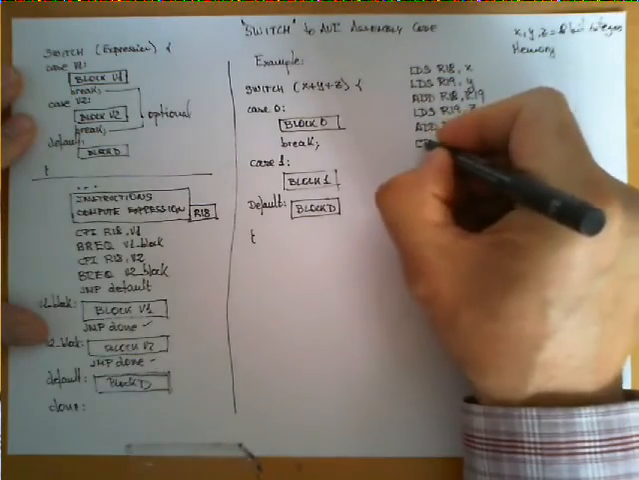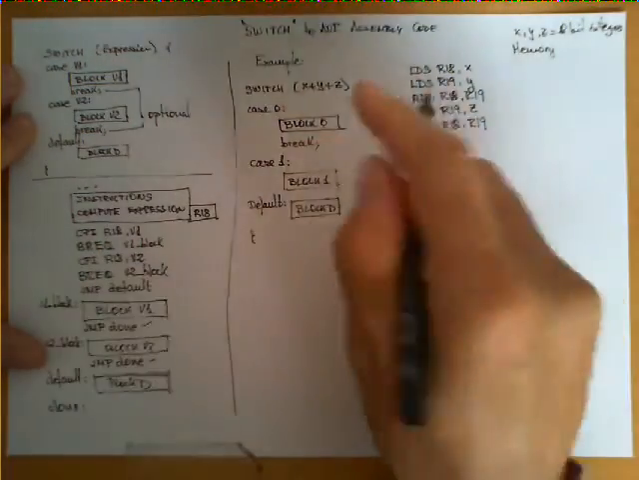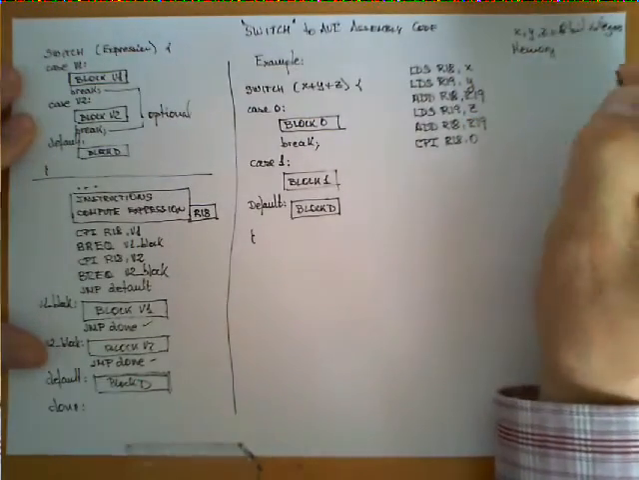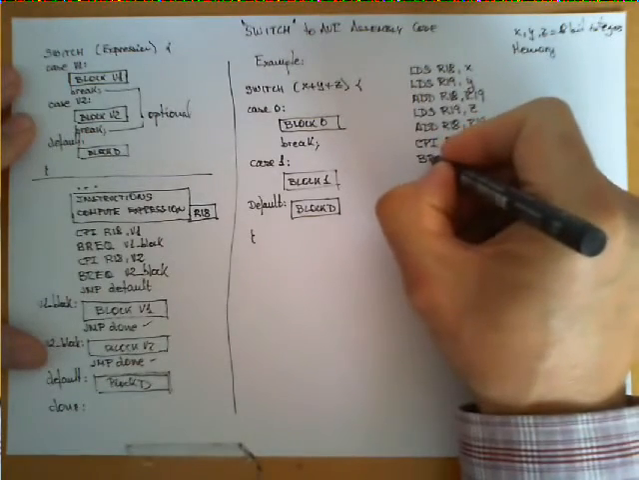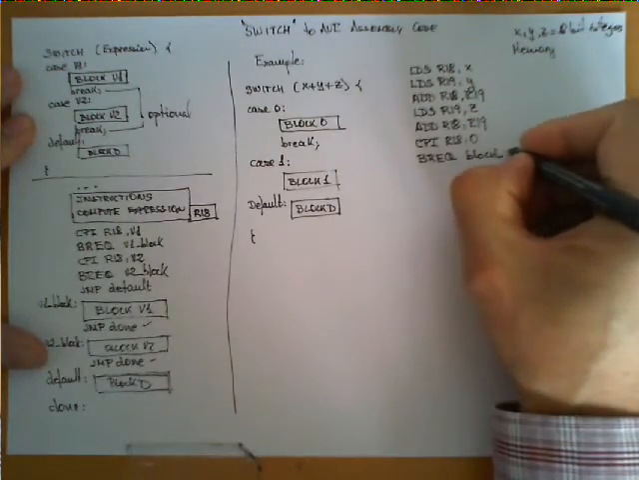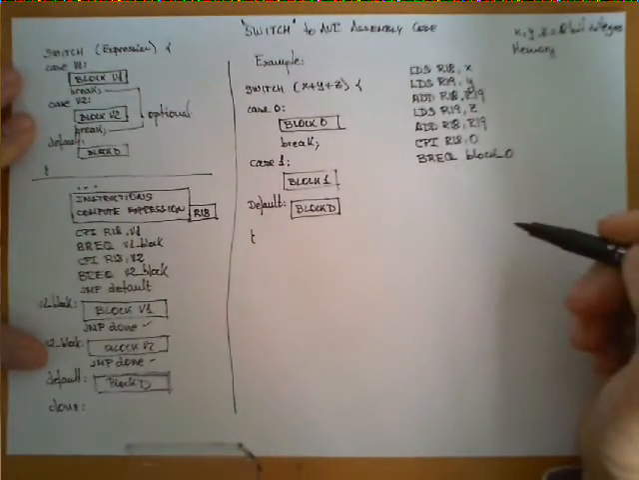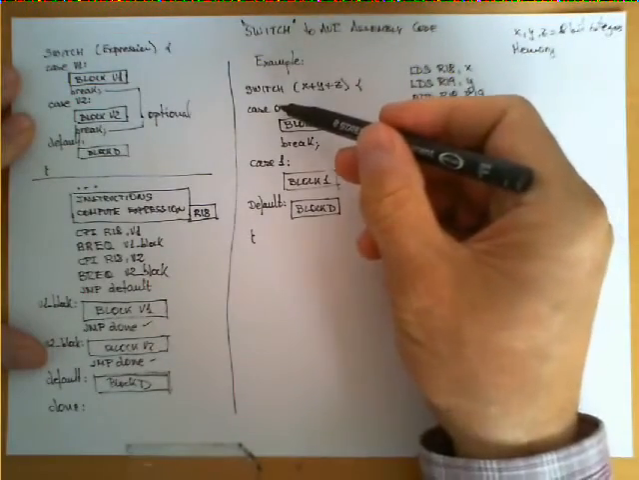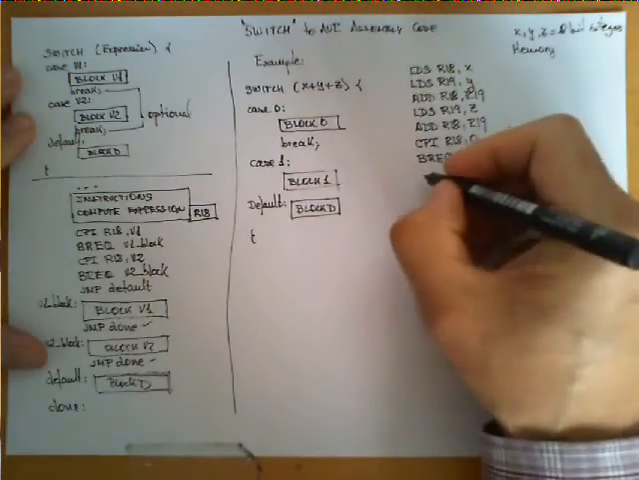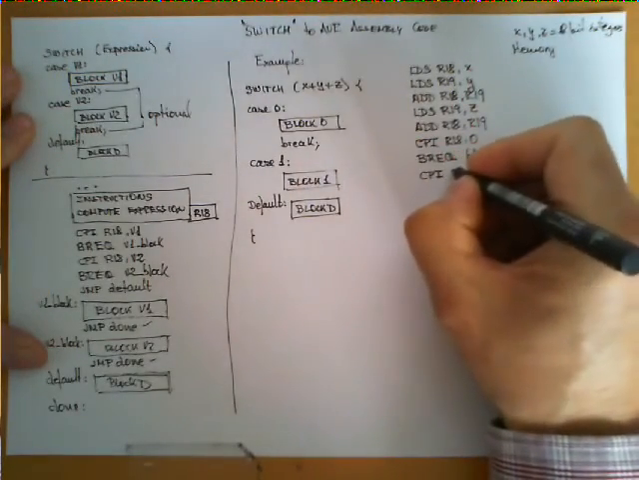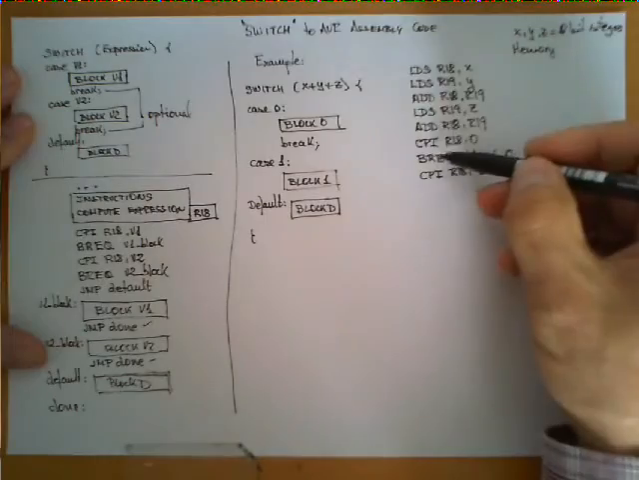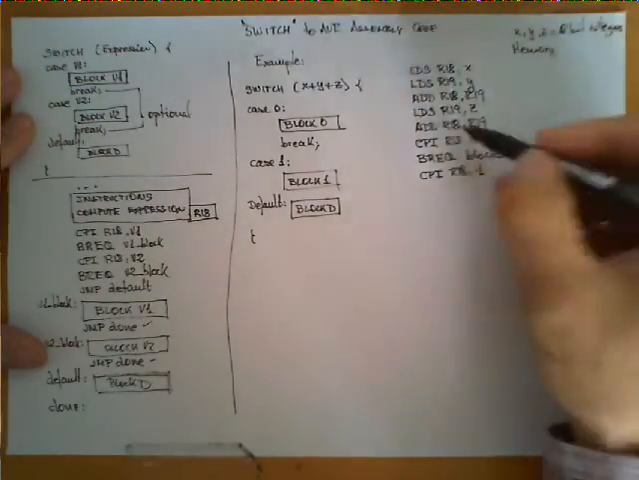We start comparing, as we said here, the different values of the different cases. So the first case is case 0, so we CPI R18 0, and we branch if this value is equal to, let's call it block 0, a label that we'll write a little bit farther down. If this is not the case, if this comparison fails and therefore we don't execute this branch, then we have to compare for case 1. So we just do CPI R18 1. I still can use R18 because if this branch has not been taken, R18 still holds the value of this expression.